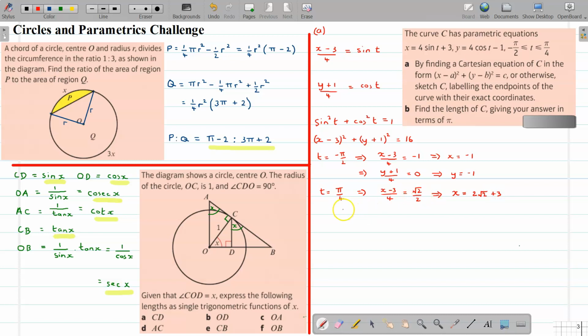And also when t is pi by 4, y plus 1 over 4 is equal to root 2 over 2 as well, because both the sine and cosine of pi by 4 are the same. Rearranging that, I get y is equal to 2 root 2 minus 1.